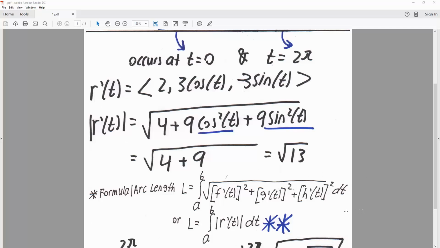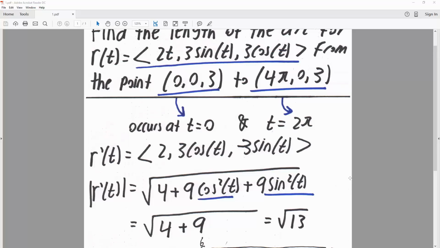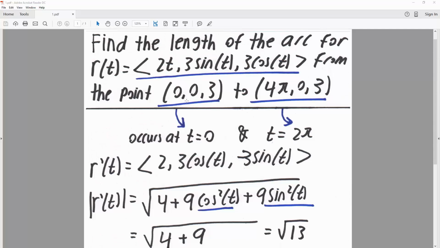So we will take the integral, we do the square root, and we're essentially taking the norm of each component. So let's do it for our problem. We want to know how we can get the points (0, 0, 3) and (4π, 0, 3). Obviously, if t is 0, we would get 0 for this. 3 sine 0 is also 0. 3 cosine 0 would be 3. So this point would occur at t equals 0.